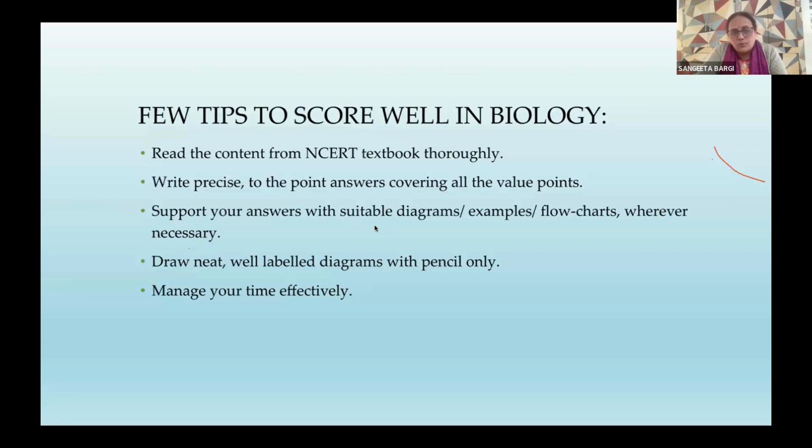Support your answers with suitable diagrams, examples, and flow charts wherever necessary. Draw neat, well-labeled diagrams with pencil only. Avoid using colored pens. And manage your time effectively. Start with a good speed. You may start with any section, but please write the section.